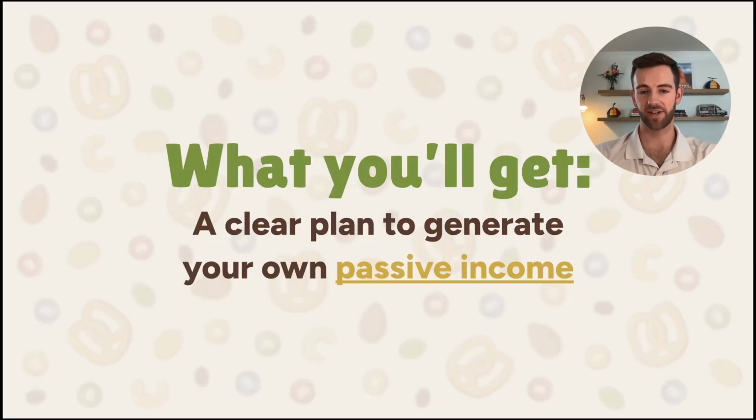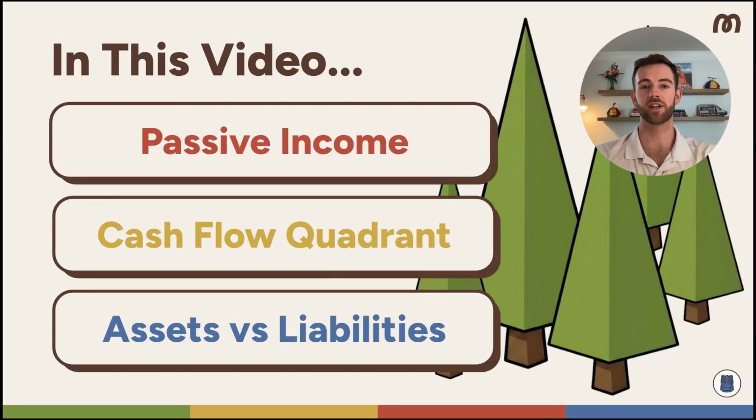By the end of this video, you'll have a clear plan to generate your own passive income. We're going to be covering three things. First, the truth about passive income, then the cash flow quadrant, and then the difference between assets and liabilities. Most people spend years chasing passive income, but this will actually show you how.